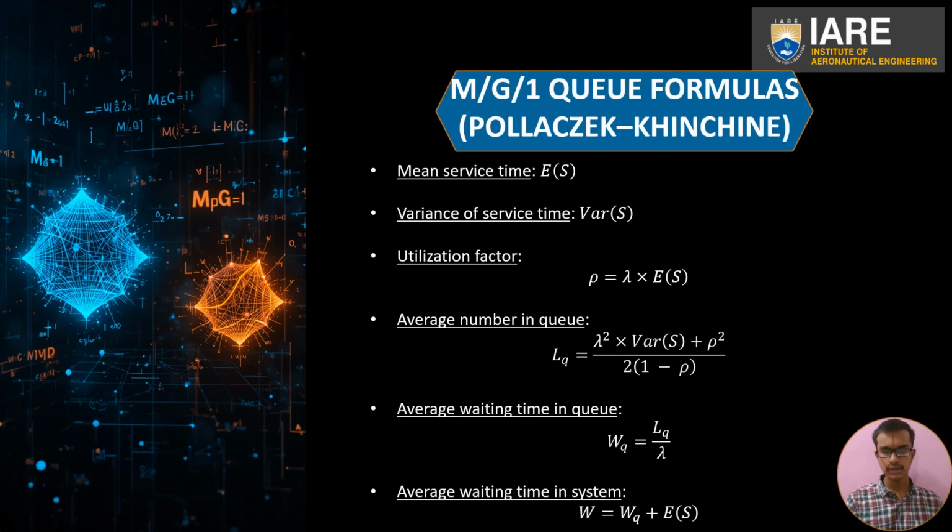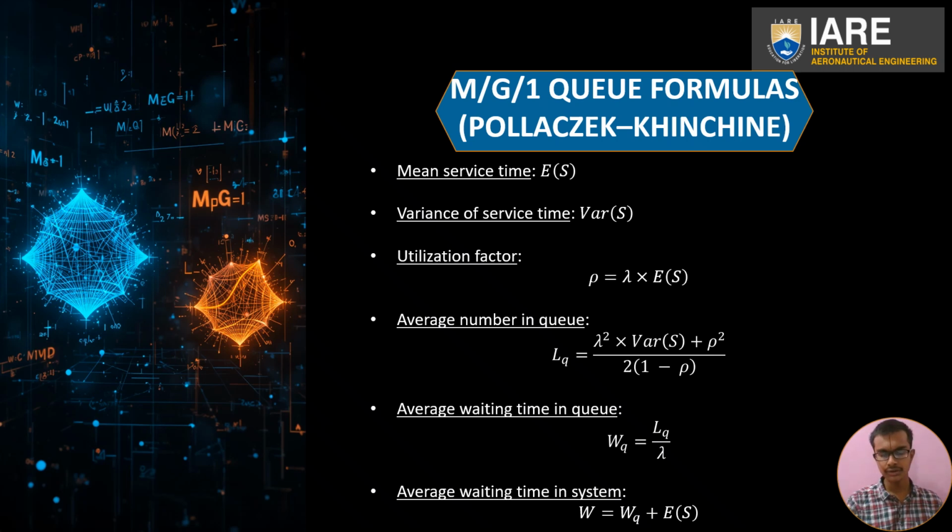Now let's discuss about MG1 queue formulae, which are also known as Pollaczek-Khinchin formulae. Mean service time is denoted by E of S. Variance of service time is denoted by var of S. Here, as we know, S stands for service time. Utilization factor, denoted by rho, is equal to lambda into E of S. Average number in queue, LQ, is equal to lambda square into var of S plus rho square by 2 into 1 minus rho.